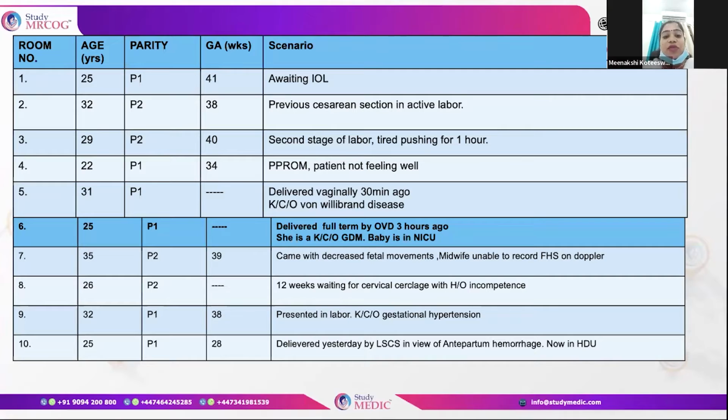And the next one is room number 5, who has just delivered vaginally 30 minutes back, and she's a known case of von Willebrand's disease. So may I know the amount of bleed until now? Actually, the midwife is not worried about the quantified blood loss because it's only 150 ml. But this was a spontaneous vaginal delivery, but there is ongoing trickling, which is happening. But the uterus is well contracted.